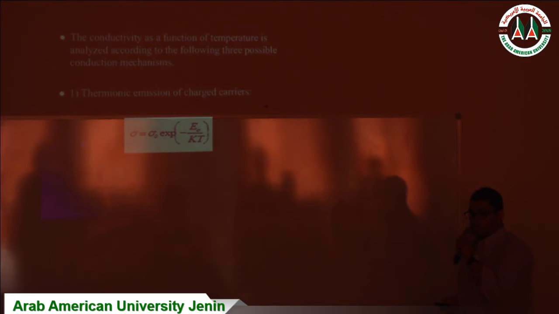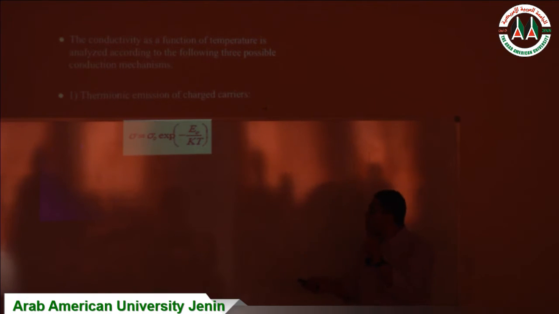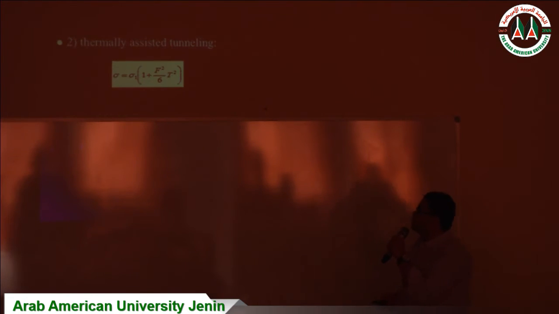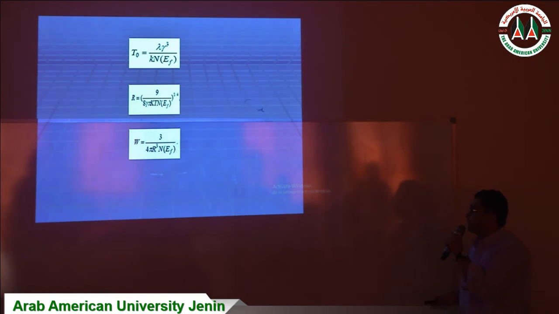Sigma 0 is the exponential factor, and E tau is the activation energy. K is the Boltzmann constant, and T is temperature always here. The second mechanism, which dominates at the middle range of temperature, is thermally assisted tunneling. Sigma 1 and F are constants. The third, Mott's variable range hopping mechanism, dominates at a low range of temperatures. A0 is the high temperature limit coefficient of conductivity. T0 is the characteristic temperature coefficient. And the other two hopping parameters are R and W, the hopping distance and the average hopping energy.